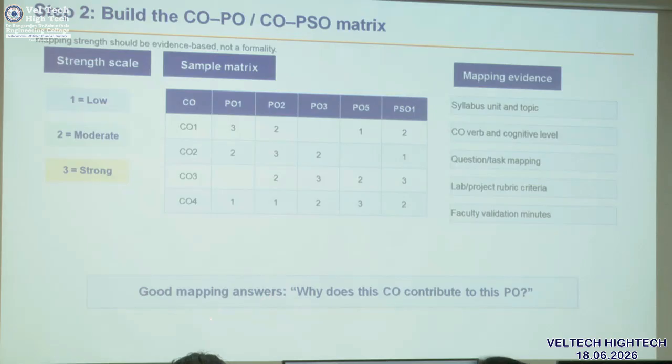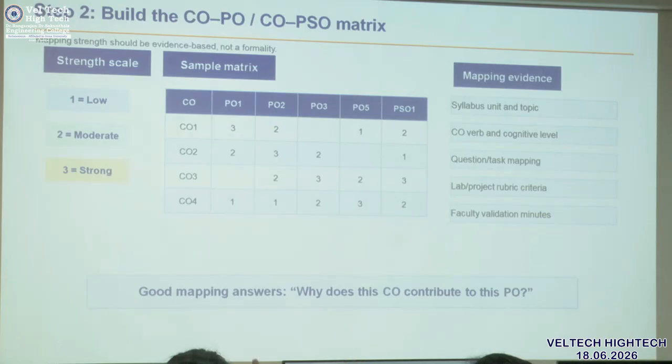What is that? Faculty validation is done. Faculty validation, I'll tell you. See, when you are going for the mapping, you ask this question: why does this CO contribute to this PO? If you have an answer for this, why this contribution, then you can map it accordingly. So when you are forming a syllabus and mapping, you just ask this question: why does this CO contribute to this PO? If you have an answer for this, you can map it correctly. This is my way of doing it.